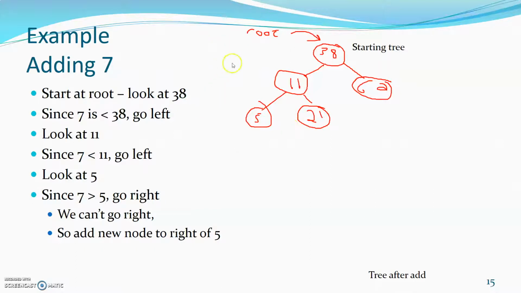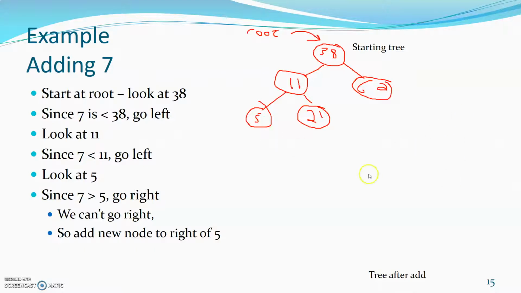What this here is picking up on, at this point in time, if this is our binary search tree, and we want to add 7, then this is the process that it will go through. First we'll start by looking at the root, which is 38. Since 7 is less than 38, we go left. Then we're looking at 11. Since 7 is less than 11, we go left. And then we look at 5. 7 is greater than 5. We try to go right, but we can't go right. So the new node is going to be created to the right of 5.